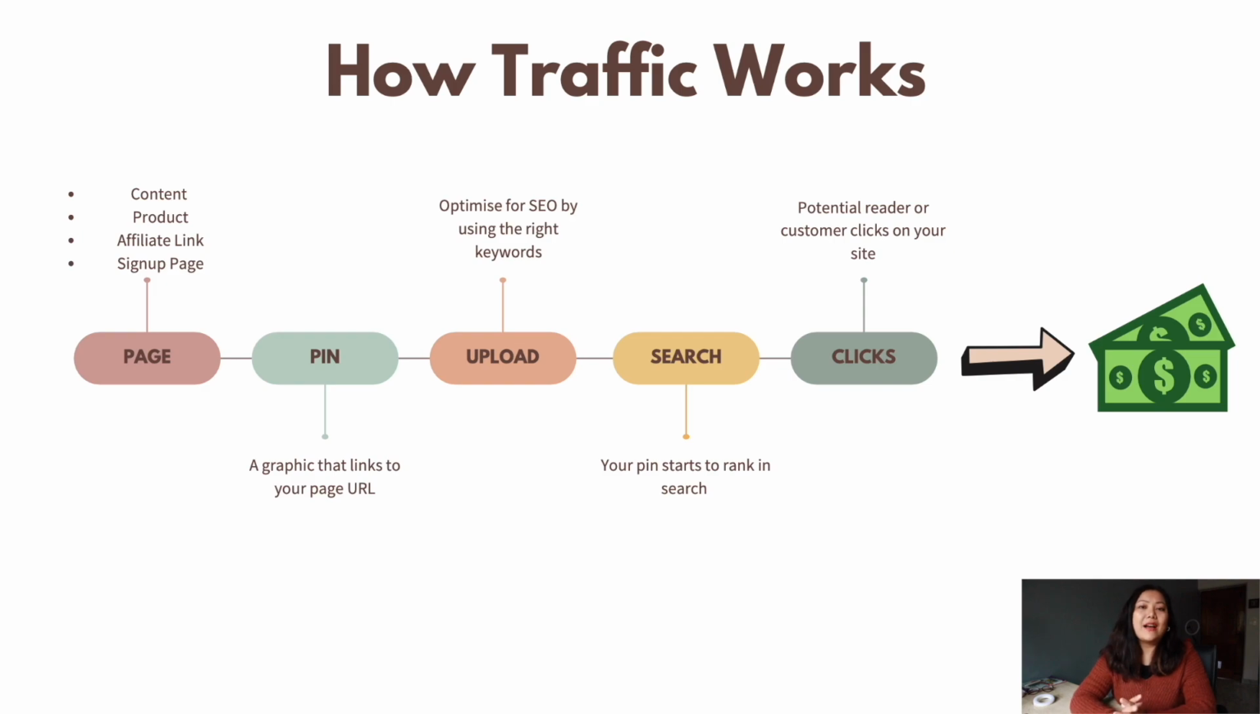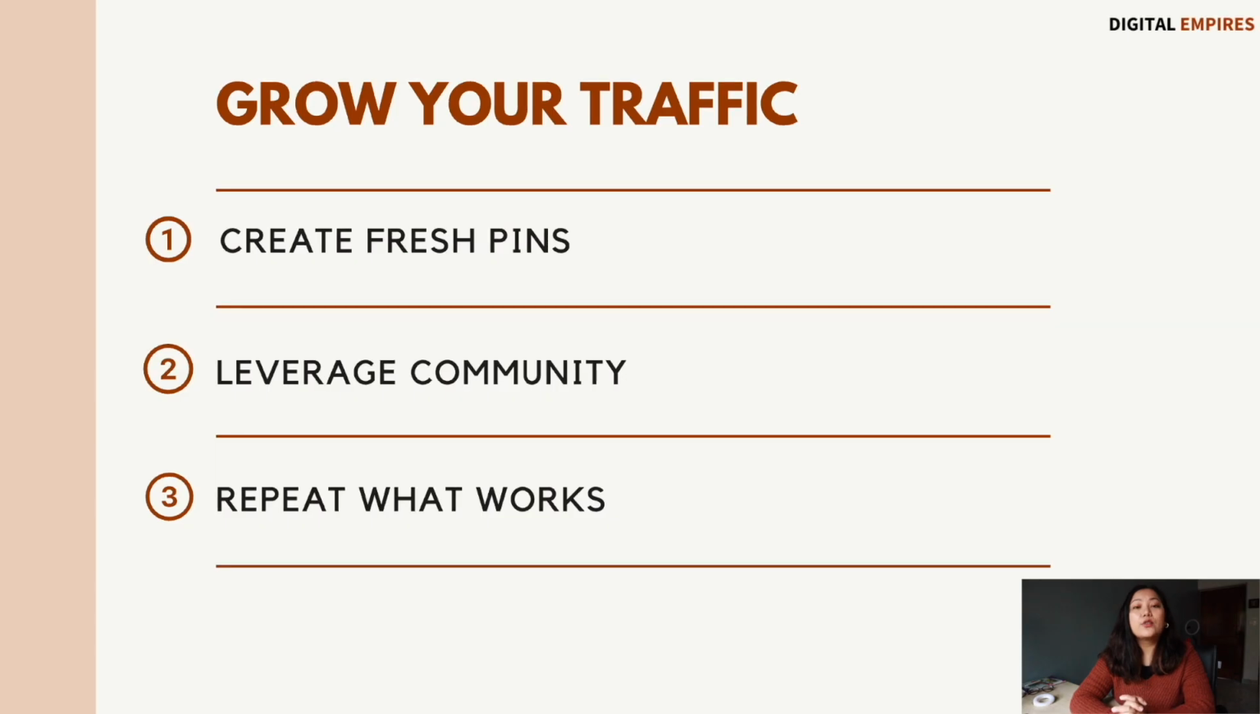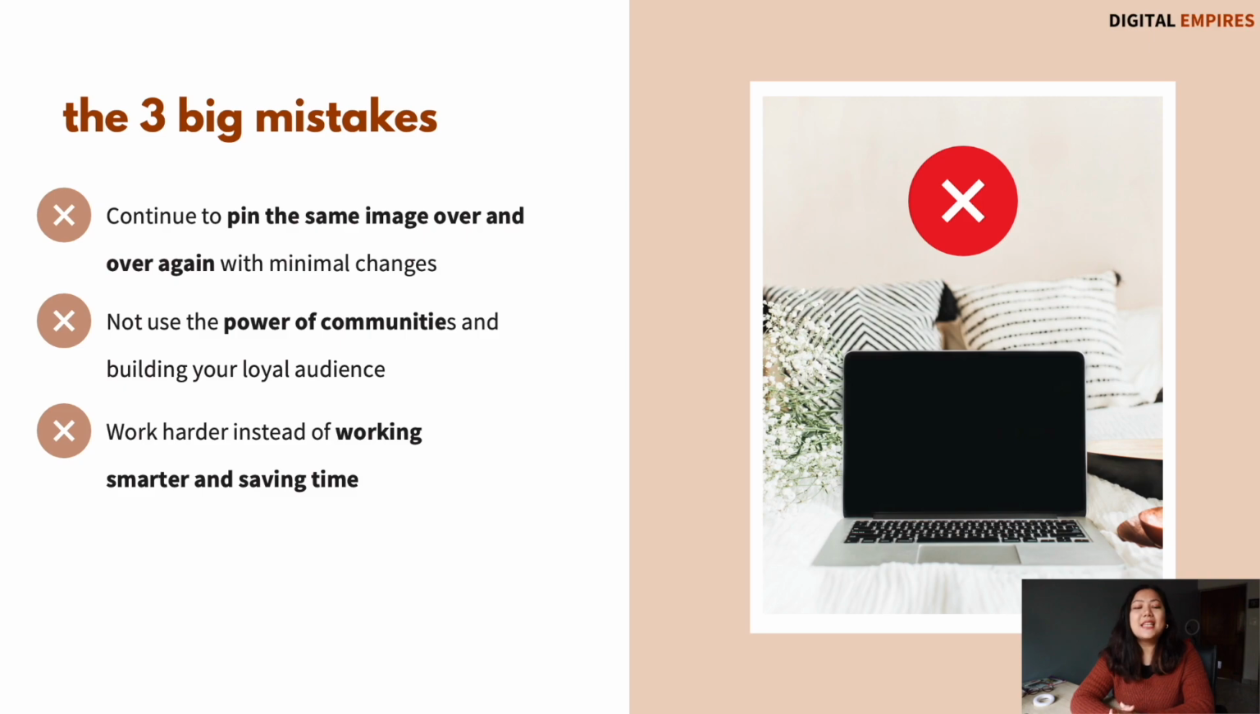Now, when it comes to growing your traffic, there are 3 things that are really important. 1, creating fresh pins. 2, leveraging community, and 3, repeating what works. Now, the mistakes that I see people making and that cause them not to get any traffic on Pinterest include, 1, continuing to pin the same image over and over again with minimal changes, or 2, not really using the power of communities and building your loyal audience. You just use it as a post it and forget it platform like Twitter, and that just does not help you get any traffic in the long run from Pinterest. And the third mistake that I see people making a lot at this stage is to work harder than you need to instead of working smarter and saving time.